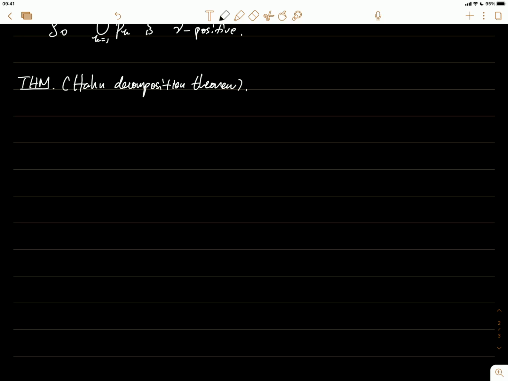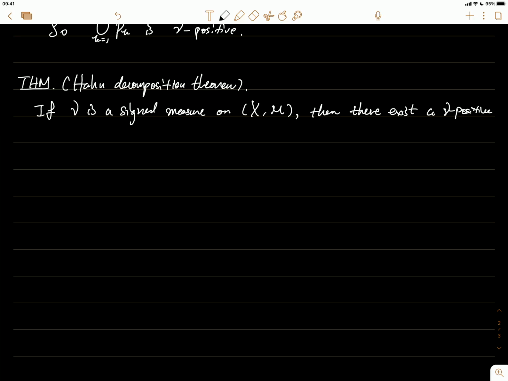Suppose we have a signed measure nu on the measurable space X. Then there exists a new positive set P, where P means positive, and a new negative set N, such that X is equal to the union of the two, and these two sets do not overlap, so it's a disjoint union of the two.